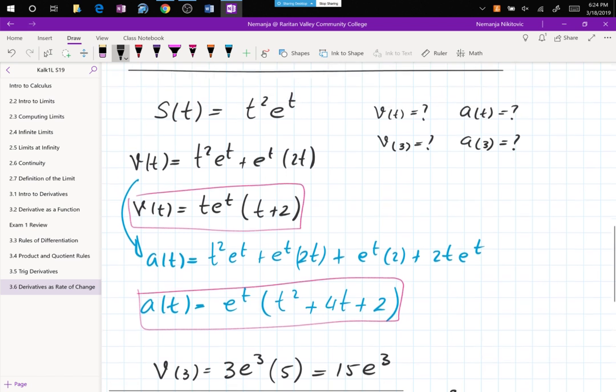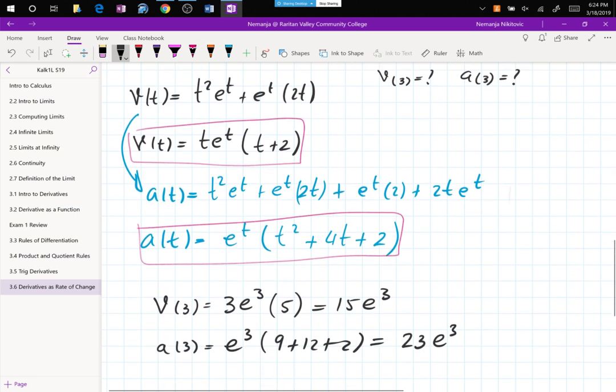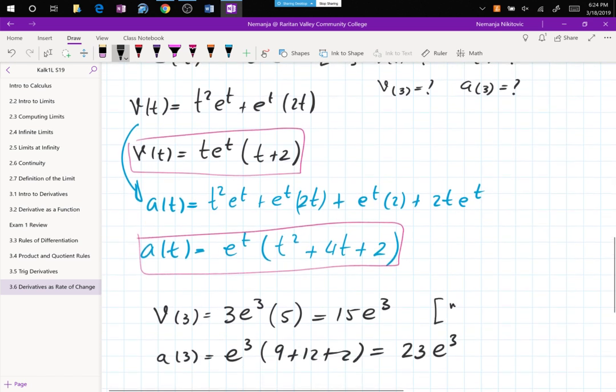So if my position function was given in meters, then velocity would be given in meters per second, and acceleration would be meters per second squared. If I include units, it's points. If you don't put the units, then the point's off.